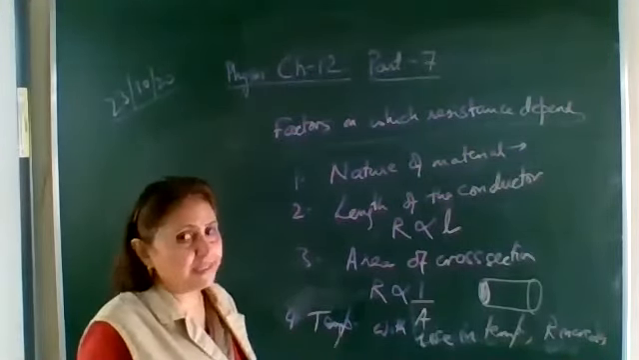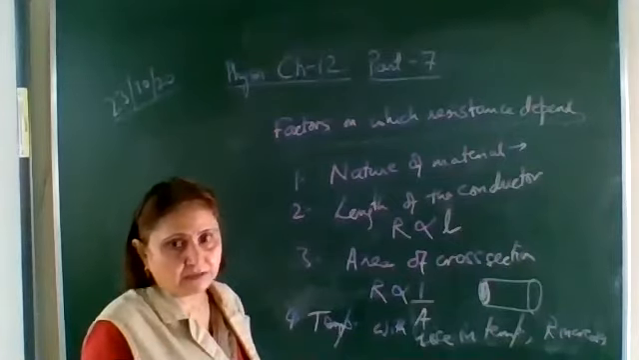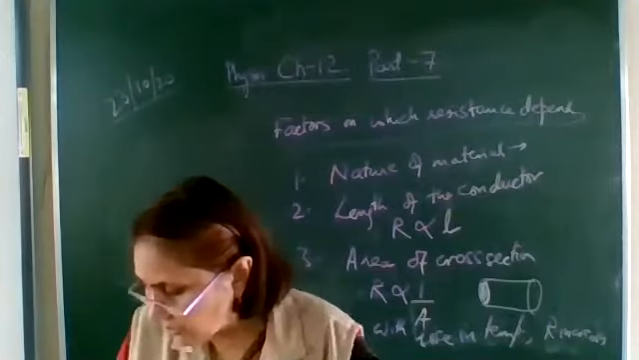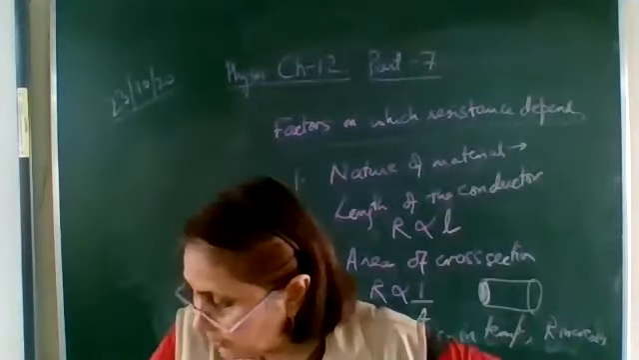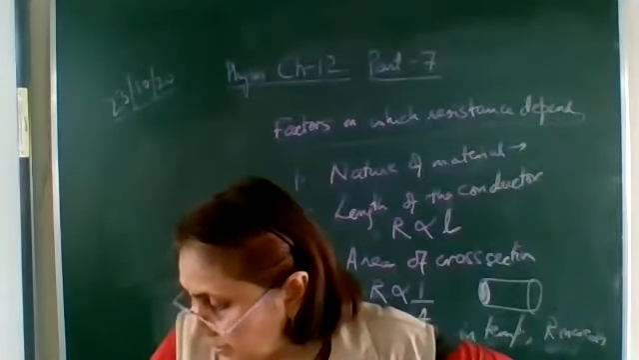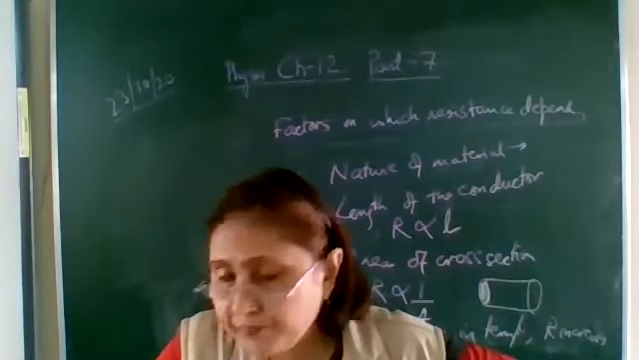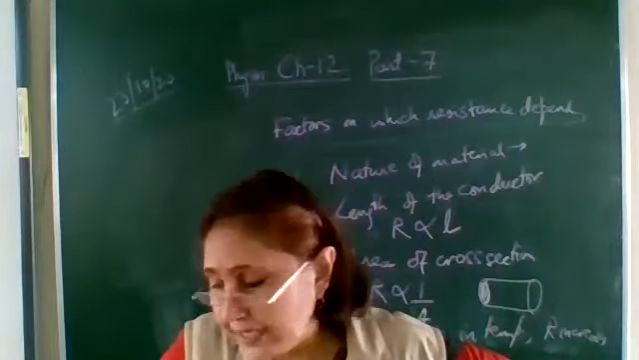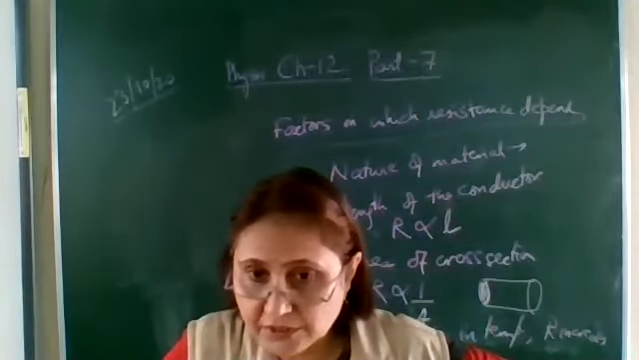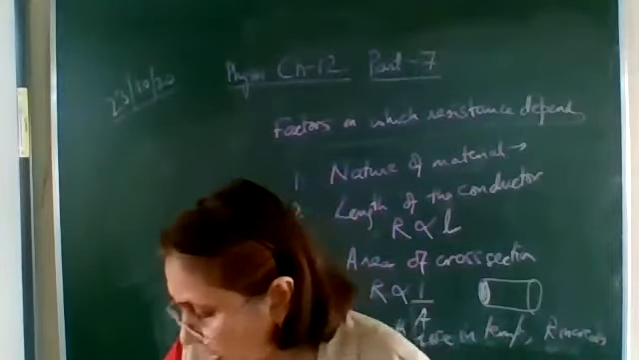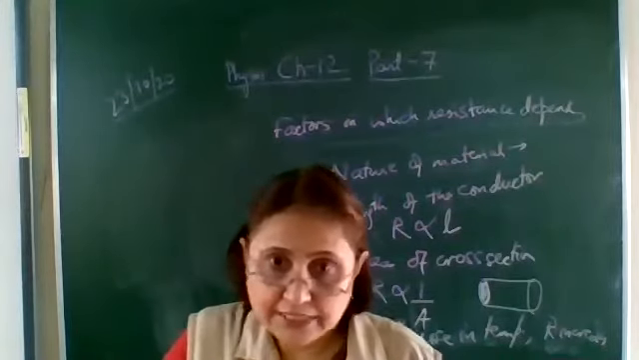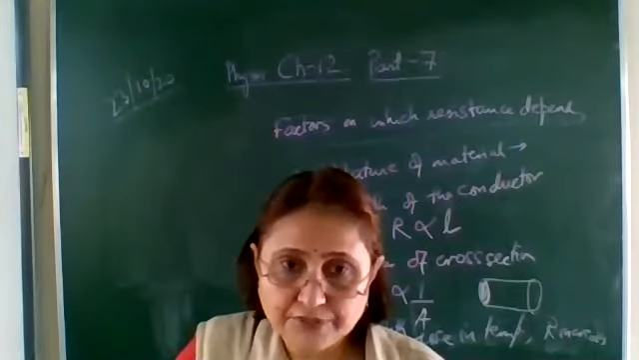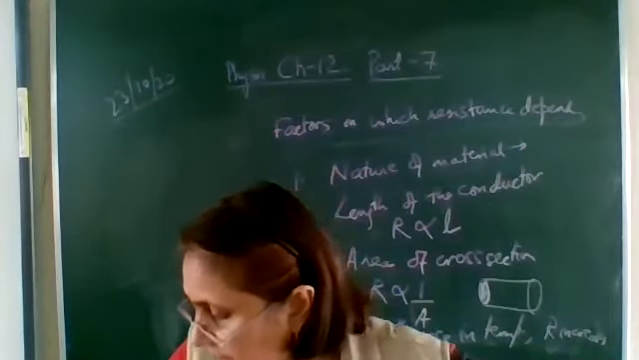Now we'll study each factor in detail, through the activities given in your book. First, take out your book, activity 12.2, which shows that the resistance depends upon the nature of the material of the conductor. I'm reading it from the book, then I'll give a question based on how it depends upon the nature of the material. You can write the same activity.